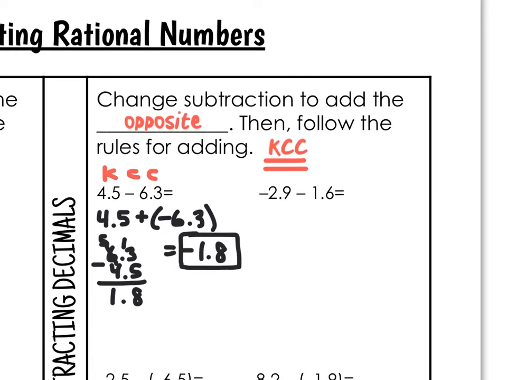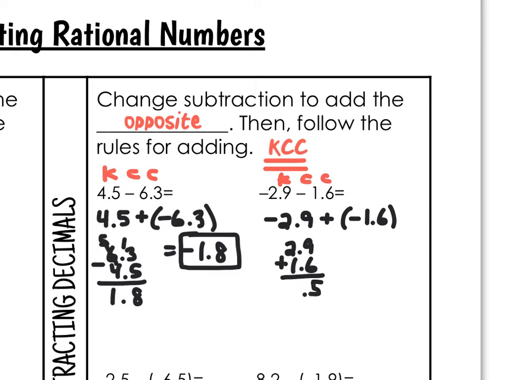Okay. And now let's take a look at the next one. For the next one, we're also going to do keep, change, change because it's subtraction. All right, so then our new expression is going to be negative 2.9 plus negative 1.6. Okay, now these are the same signs. If they're the same, we now add them because they're both negatives. So here we're going to have 15, and then we're going to have 4. So that's 4.5, but it's going to stay negative because we have two negative decimals.